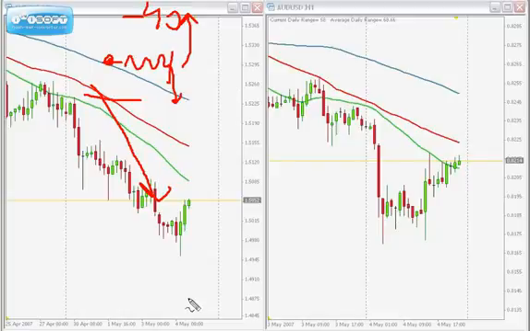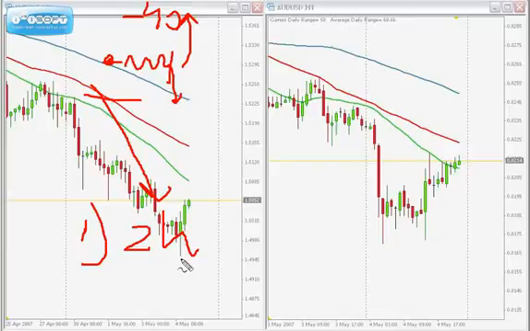So, first rule: within the 2 hours prior to the economic release coming out, I personally don't take any trade.